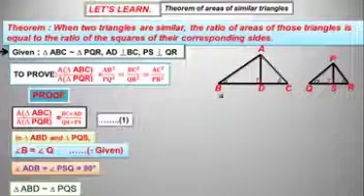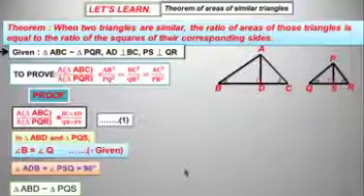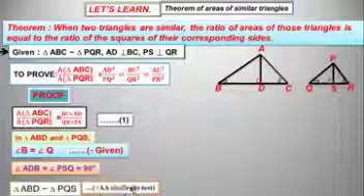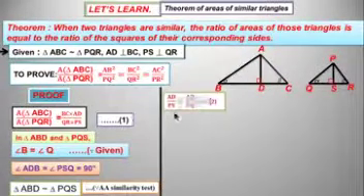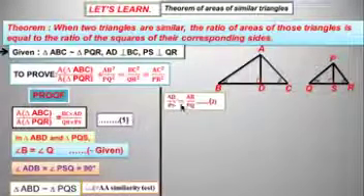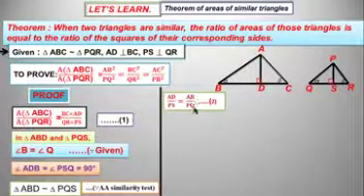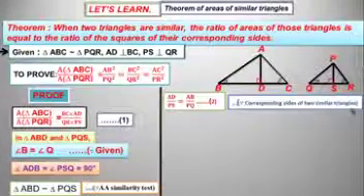Triangles ABD and PQS are similar by the AA similarity test, and therefore their corresponding sides are in proportion. AD divided by PS is equal to AB divided by PQ, corresponding sides of two similar triangles. This is statement number 2.